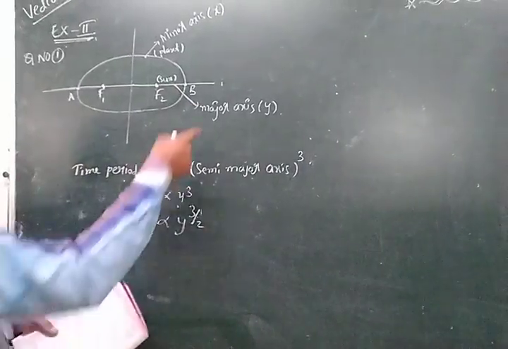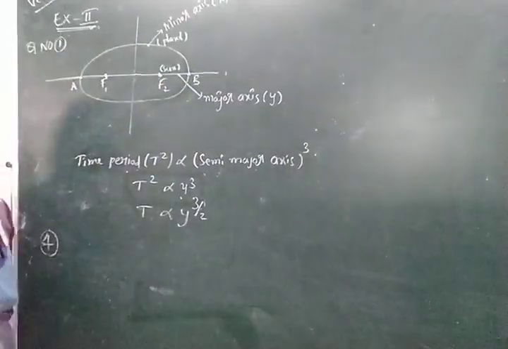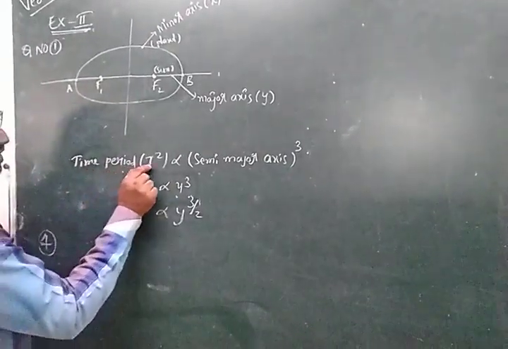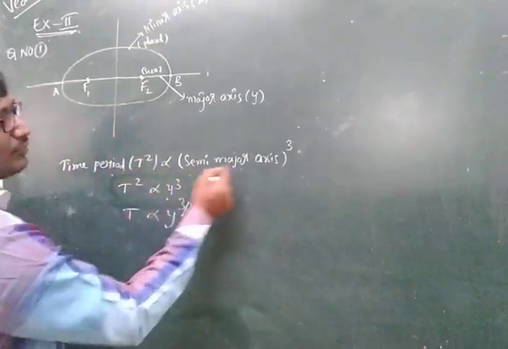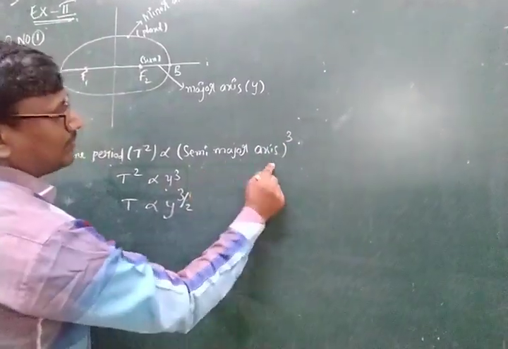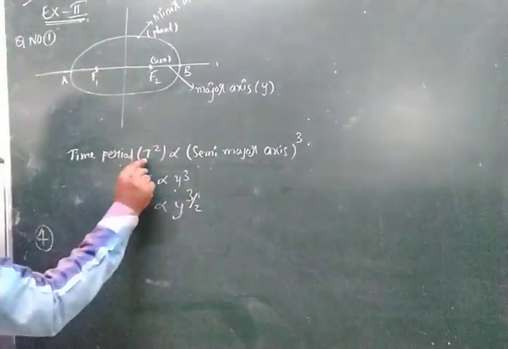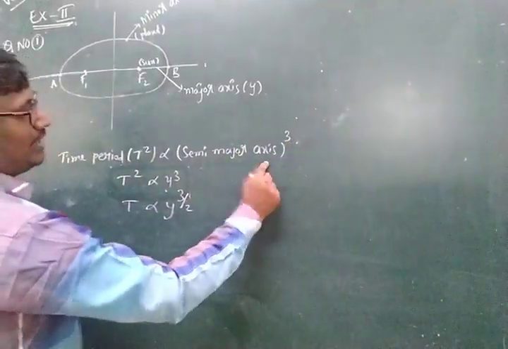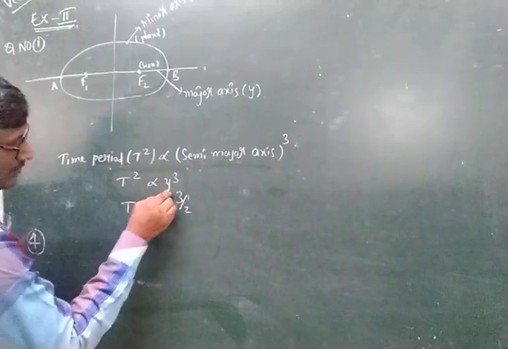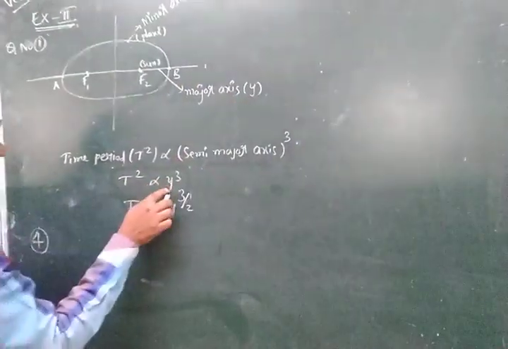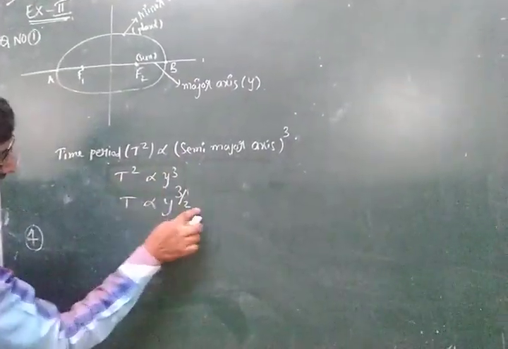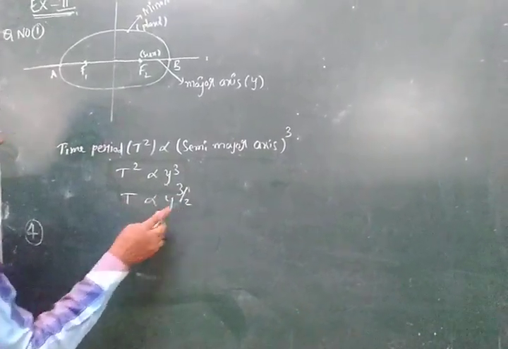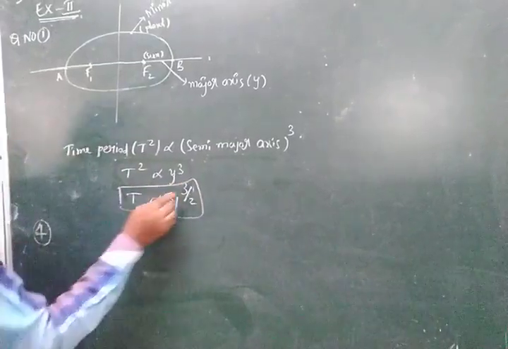Then the time period of revolution is proportional to, we know the formula, the square of the time period is directly proportional to the cube of the semi-major axis. What is the formula then? The square of the time period is directly proportional to the cube of the semi-major axis. Here the semi-major axis is represented by y. We can write y cube. Now the square is taken to this side. T is directly proportional to y to the power of 3 by 2. This is the answer for the time period.